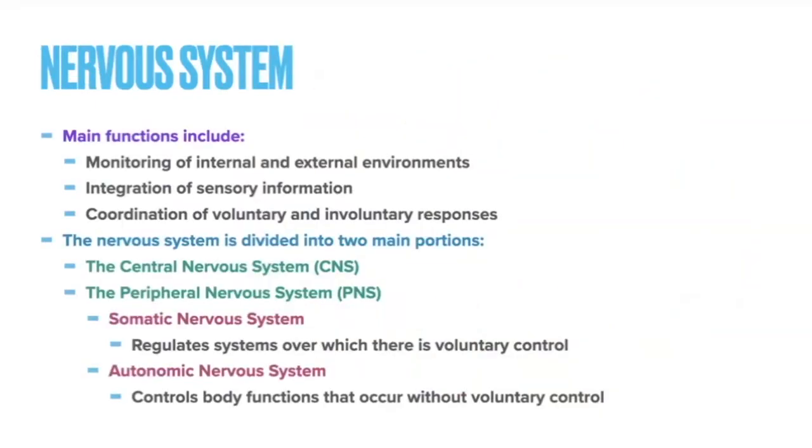The nervous system includes our brain, spinal cord, and nerves. It's one of the most complex organ systems we have in our body. It's responsible for fundamental functions of higher level functions. Its main functions include monitoring internal and external environments, integration of sensory information, coordination of voluntary and involuntary systems. Its two main portions, the central and peripheral, and our peripheral is further divided in the somatic and autonomic system.